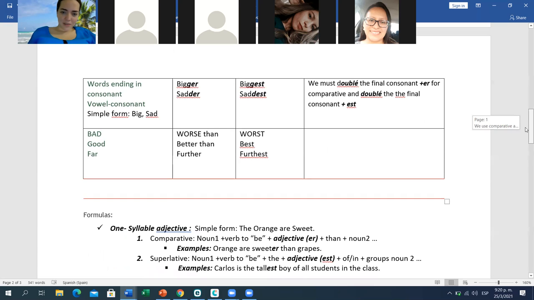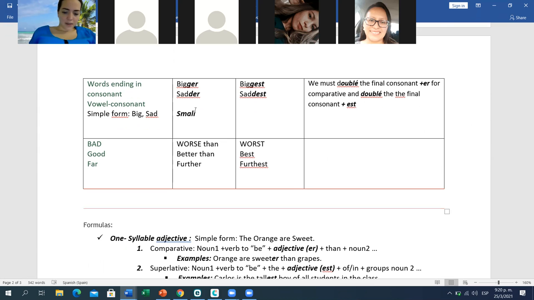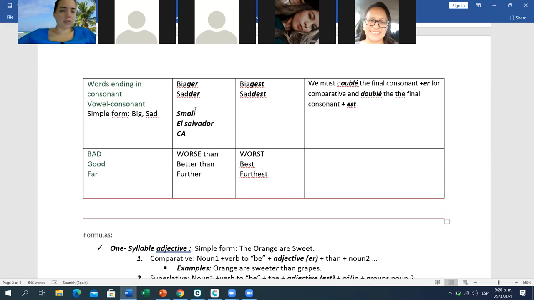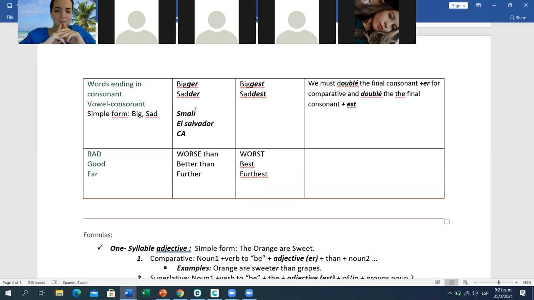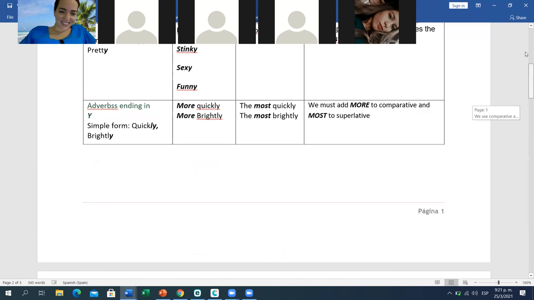Let me see what another one it could tell you, like the biggest. Okay, who can give me an example with small, El Salvador and Central America? ¿Quién me puede formular una oración con eso? El Salvador. Smaller than Central America. No. Central America is the continent. El Salvador is a country. El Salvador is the smallest in Central America. The smallest. El Salvador is the smallest country in Central America.